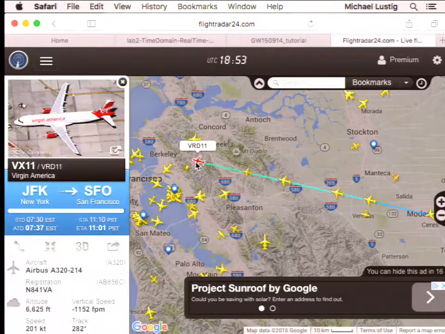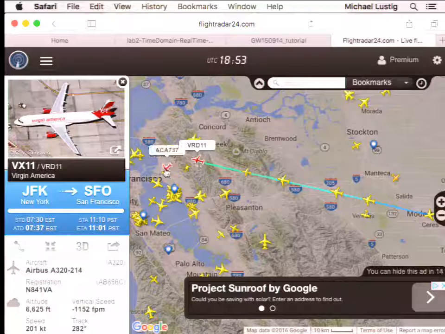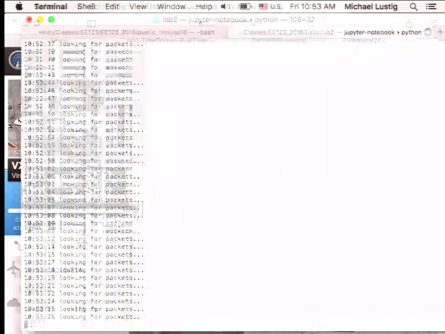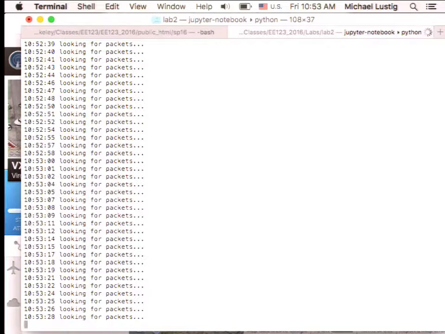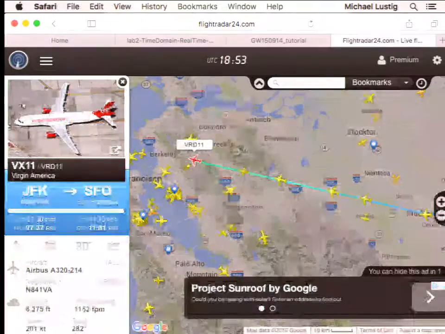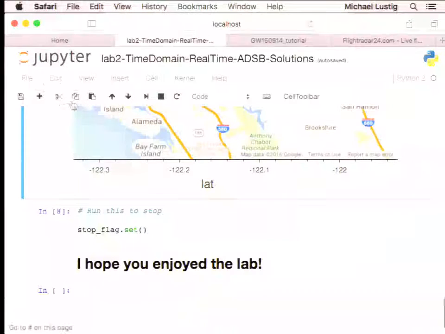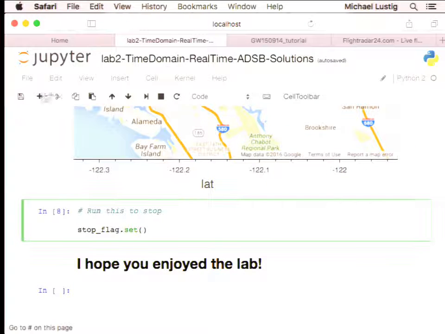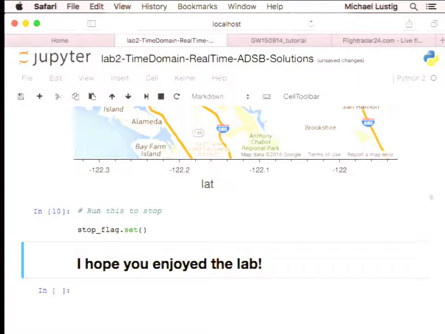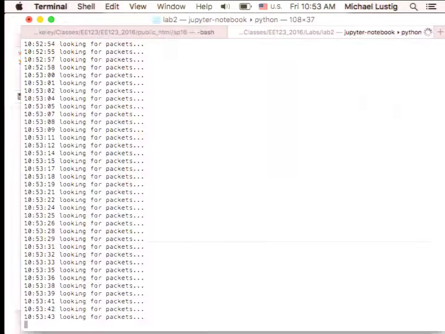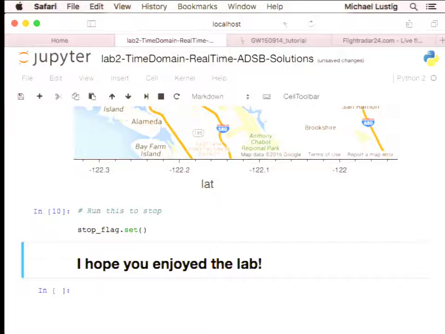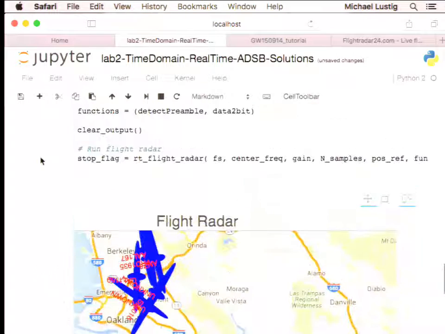VRD 11. And this one. Let's see if I pick him up. Of course I don't. Let me just restart this. See if that worked. Okay. And then we're going to run it again.